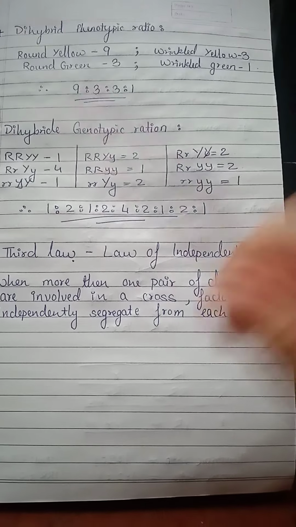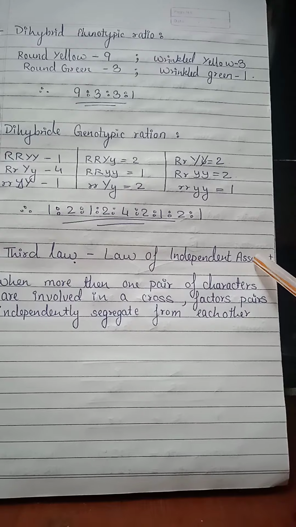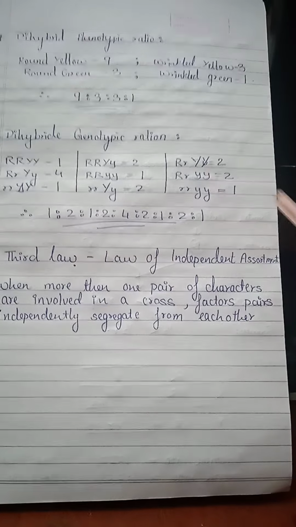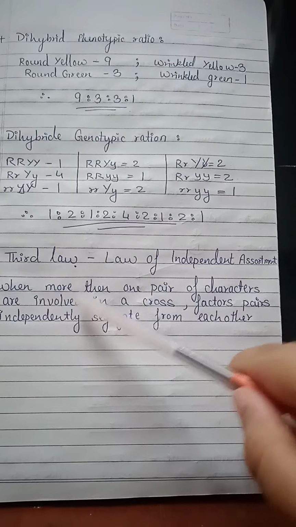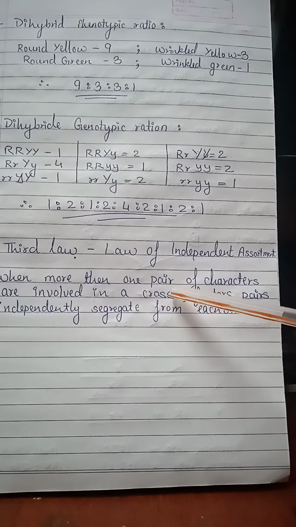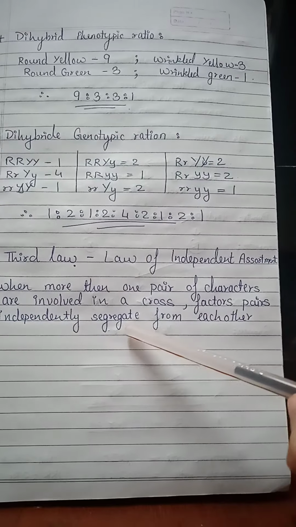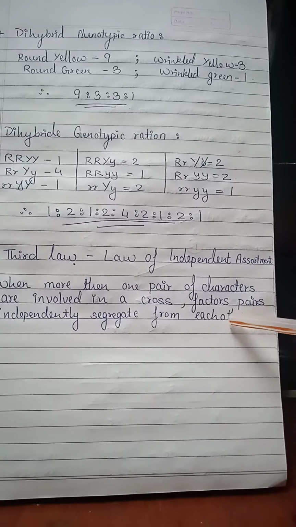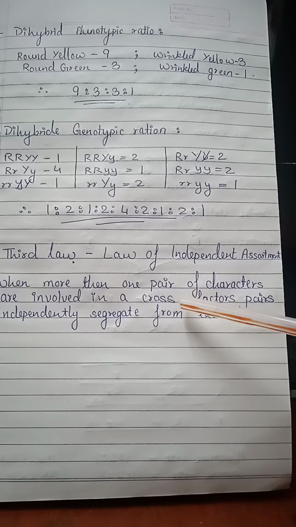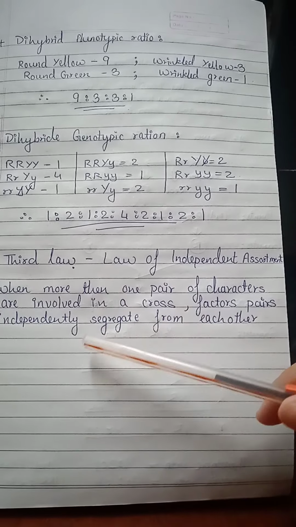Now, before we have done the two laws of Mendel, which is law of dominance and law of segregation. Now we will do the third law, which is law of independent assortment. What does this law say? Let's see. When more than one pair of characters are involved in a cross, factors or gene pairs independently segregate from each other.